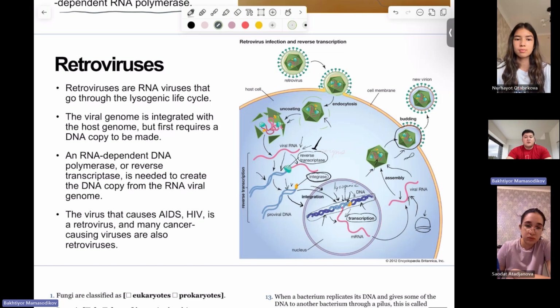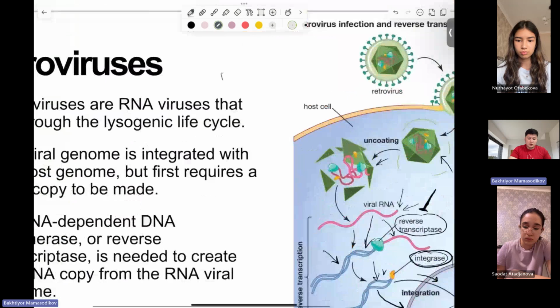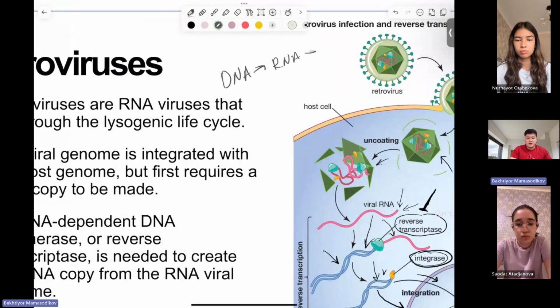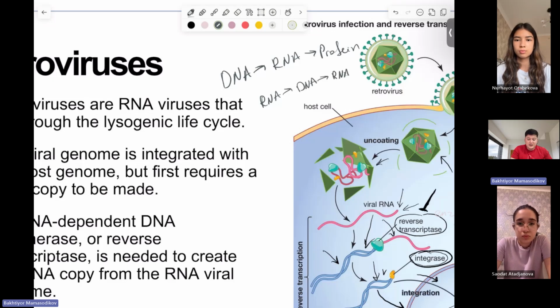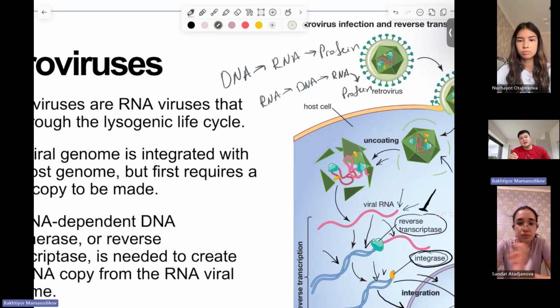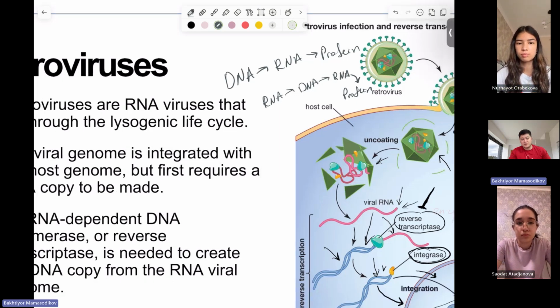Why retro? Because in nature there is a central dogma which goes from DNA, we always synthesize RNA, right? From the RNA, we always synthesize proteins. But retroviruses do vice versa. From the RNA, they synthesize DNA. From that DNA, again they synthesize the RNA, and then the protein. They reverse the usual direction, and that's why we call them retroviruses. Good?